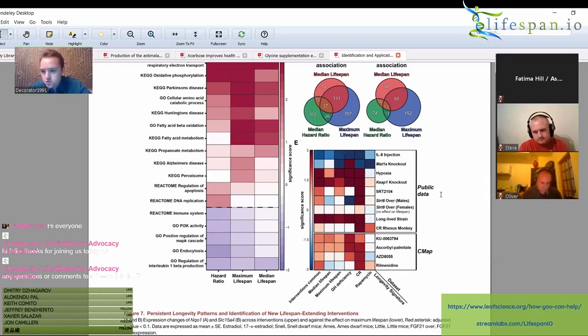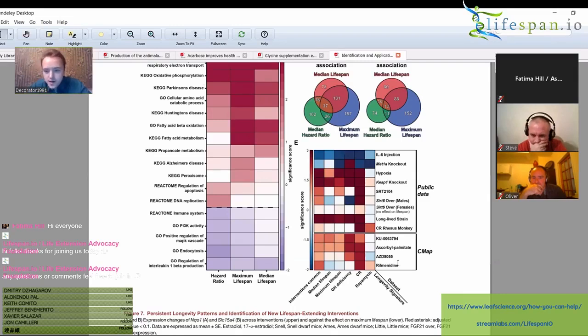And here is what we did. We used an approach similar to GSEA, which we use for functional enrichment. On panel E, we have 6 different signatures. The first of them is the common signatures across interventions. Two signatures are associated with the effect on lifespan, with the effect on median lifespan and the effect on maximum lifespan. And then we have 3 signatures associated with individual interventions: caloric restriction, rapamycin, and growth hormone deficiency.